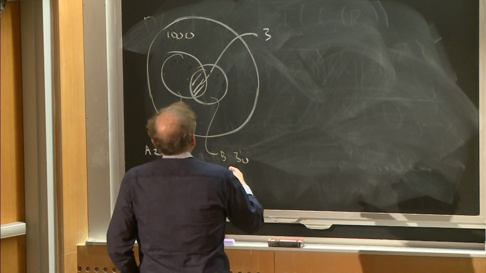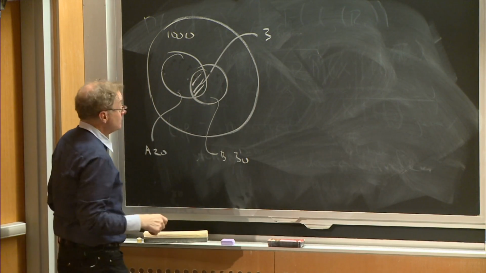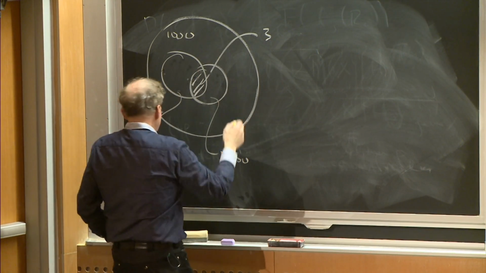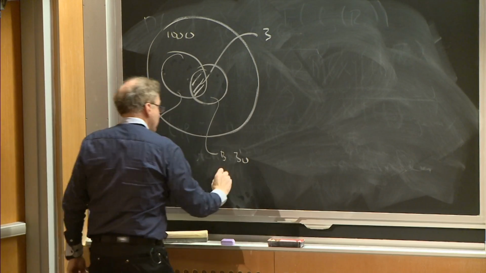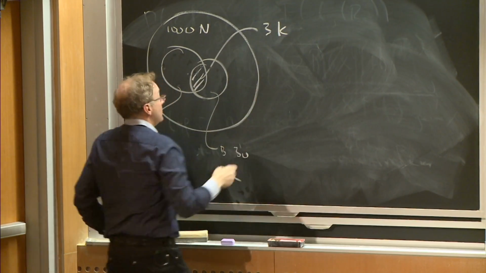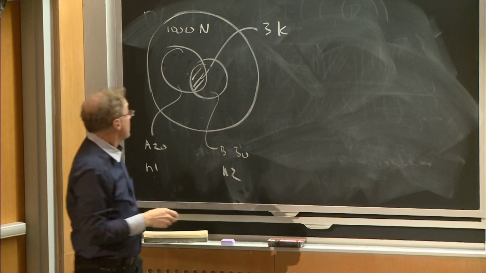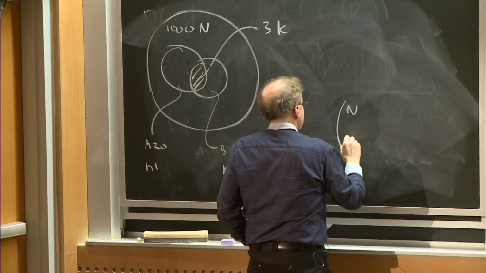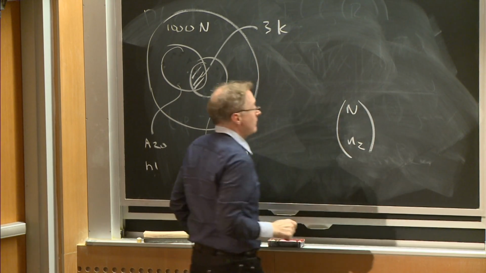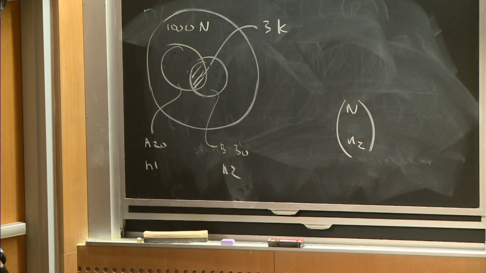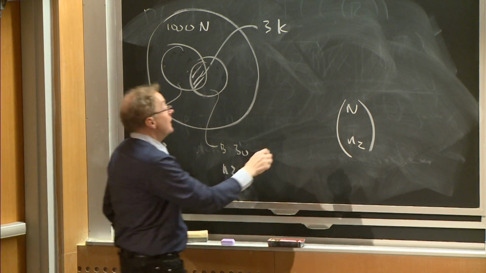So how many ways could we choose B? Well, this is N1, N2, this is big N, and this is K, all right? So the number of ways I can choose B is big N choose N2. That's the number of ways I can choose B. Is everybody with me on that? Yeah? Okay.